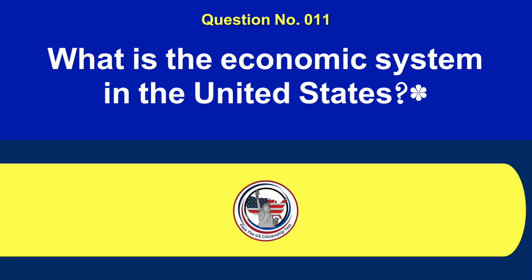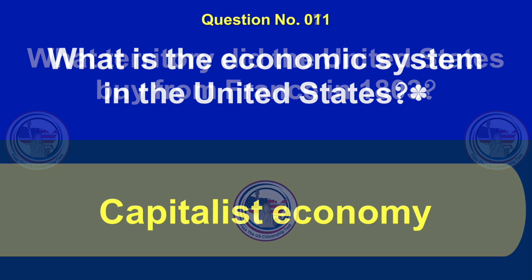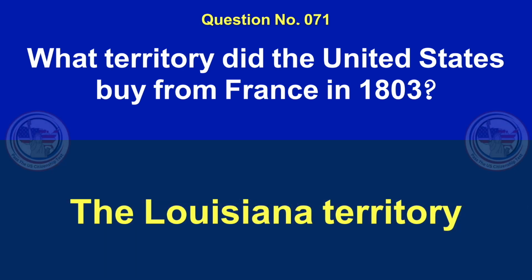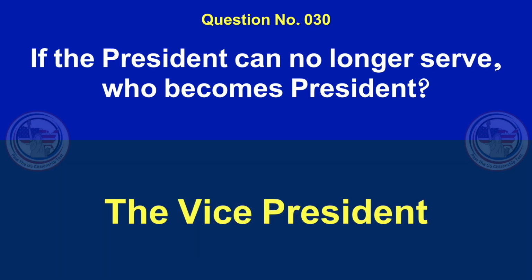What is the economic system in the United States? Market economy. What territory did the United States buy from France in 1803? The Louisiana Territory. If the president can no longer serve, who becomes president? The vice president.